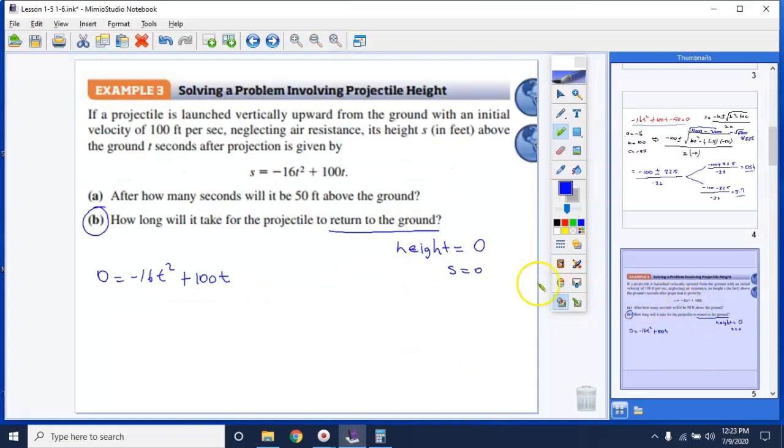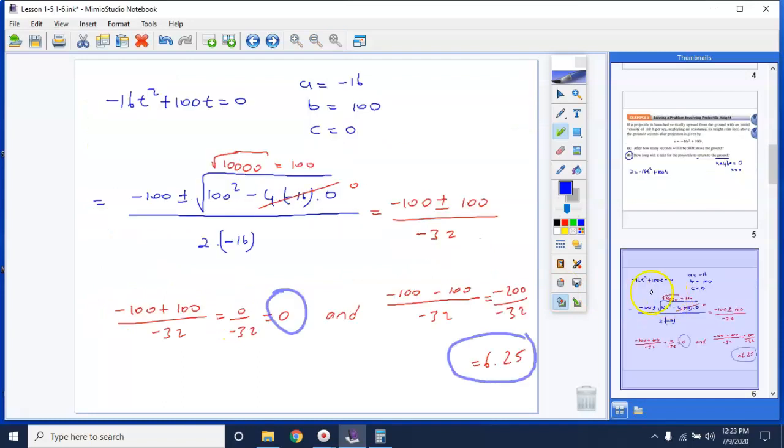On B, let's solve B. How long will it take for the projectile to return to ground? If it returns to ground, height should be 0, which means S is 0. Let me write over here, 0 equals negative 16 t squared plus 100 t. It's a quadratic equation, and let's solve this out. I'm going to do the same thing: identify A, B, C first, write them in the formula, and that's what I got. You can see the answers over here. Make sure to double check the answers and it's going to work out.